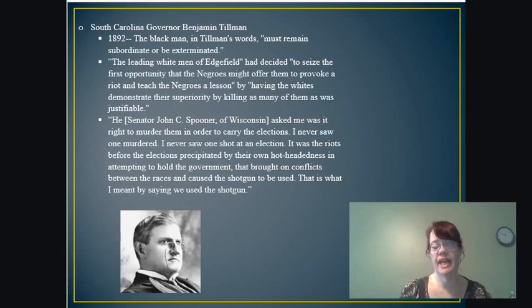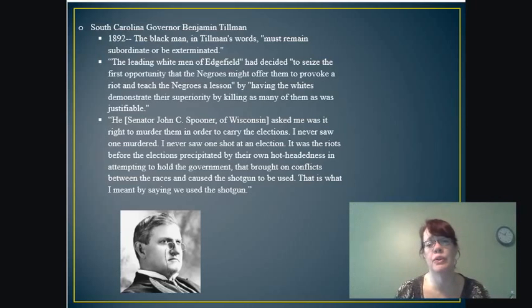And as I said with the KKK, another kind of myth about lynching is this idea that like the KKK, it was not universally accepted. We're talking about a fringe element. We're talking about extremists in the South, but we're not. These are some quotes from South Carolina Governor Benjamin Tillman about his support for intimidation of African American men, and some of the activities.